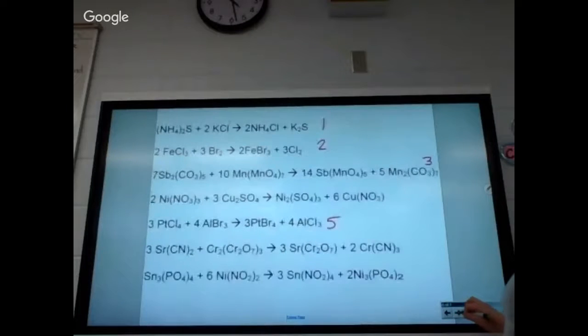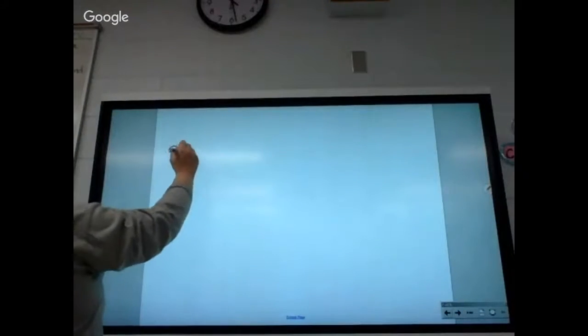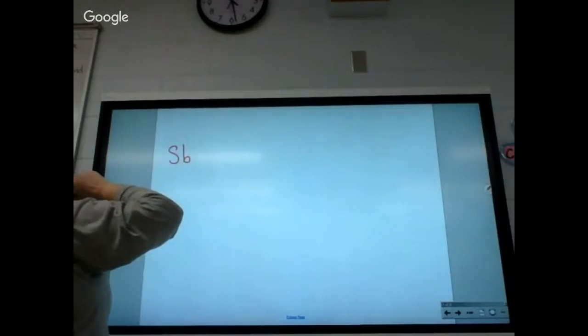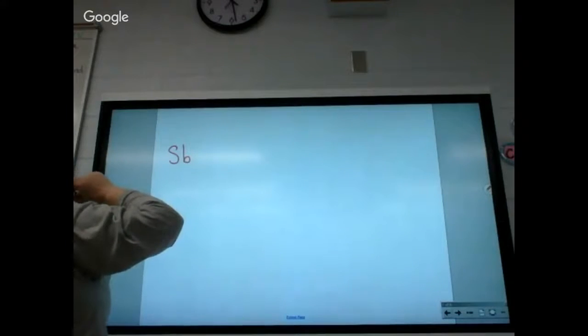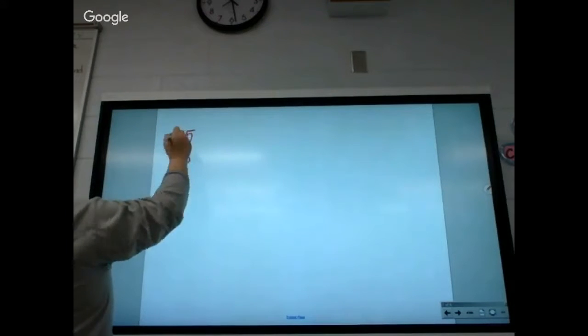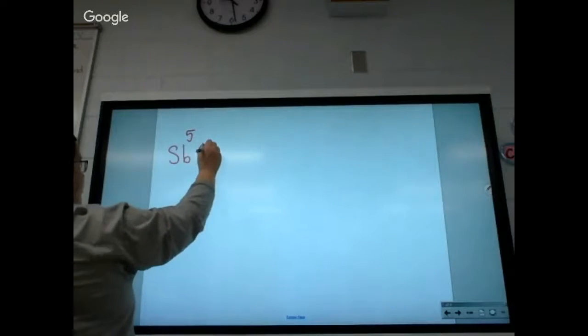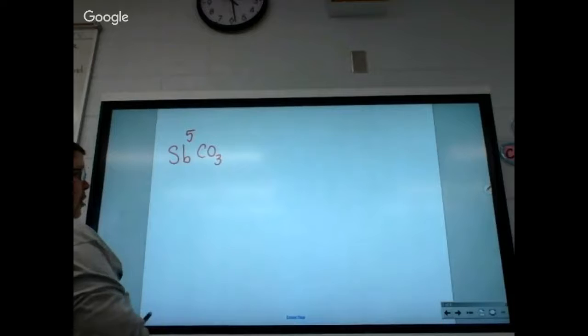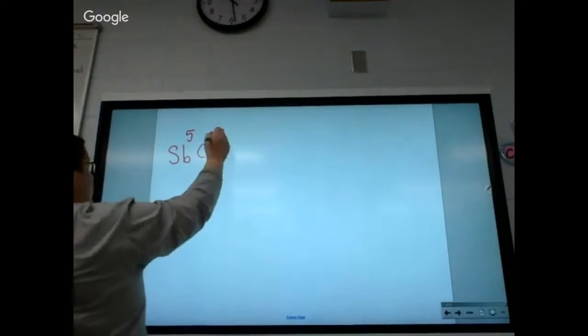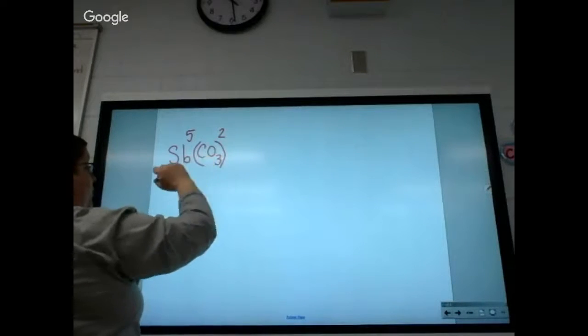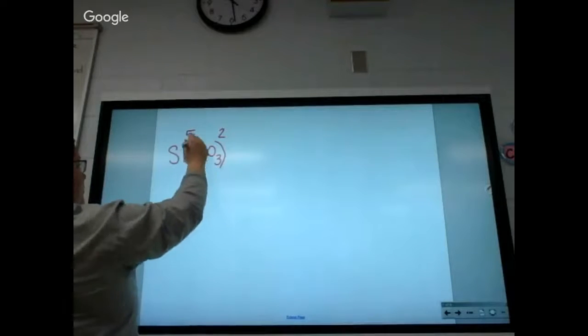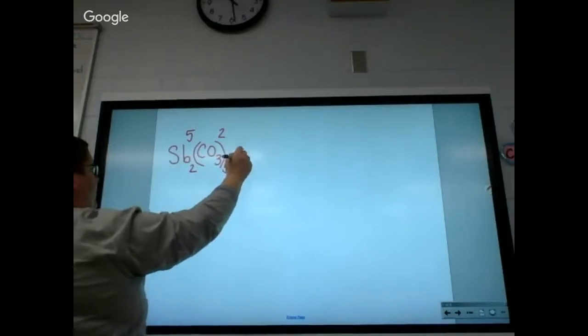All right, so number 3 was what? What did they say on the worksheet? Antimony. Okay, antimony would be Sb 5. Okay, so Roman numeral 5 means what? The oxidation number is a 5. Okay, what did they pair antimony 5 with? Carbonate. All right, so carbonate is CO3. And what's the oxidation number on carbonate? Okay, a 2. So I put your parentheses there, bring your 2 down, bring your 5 down.